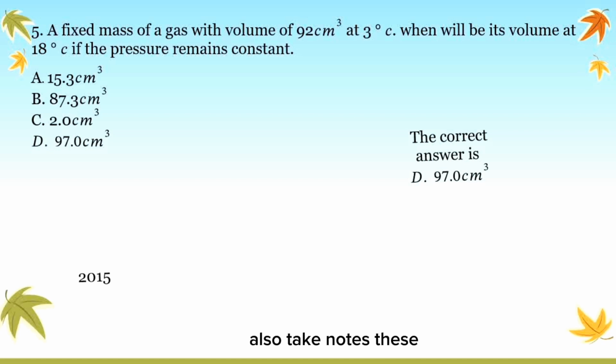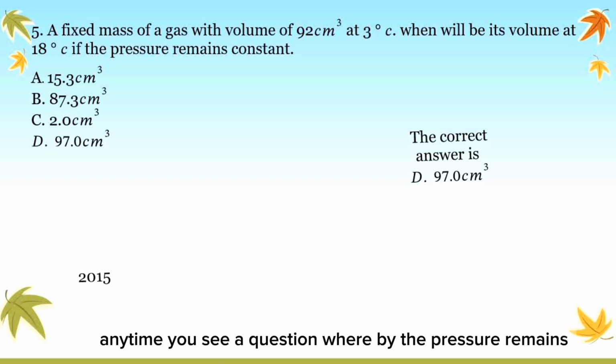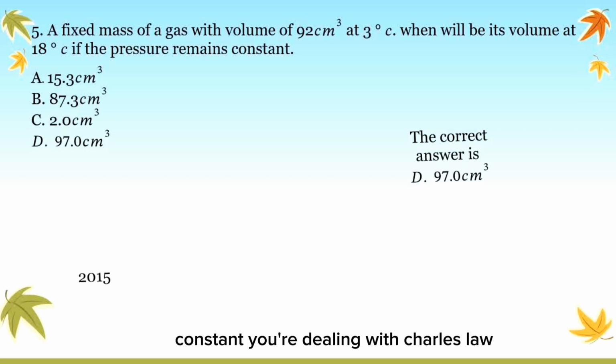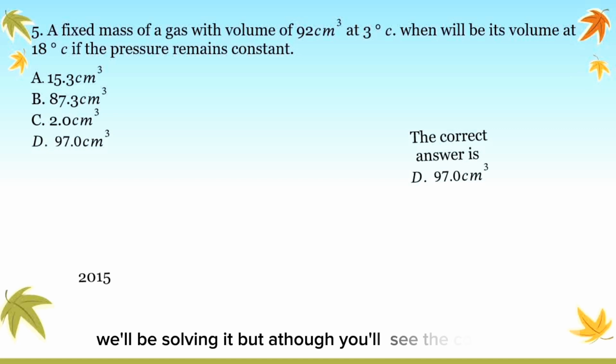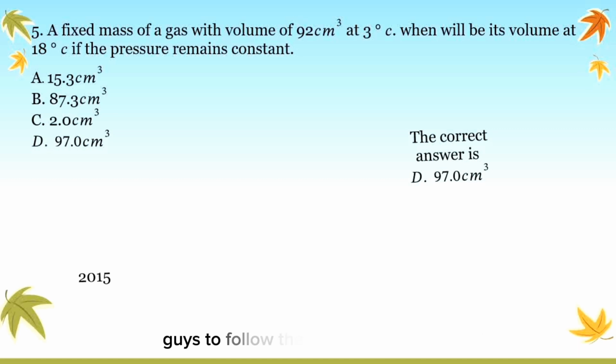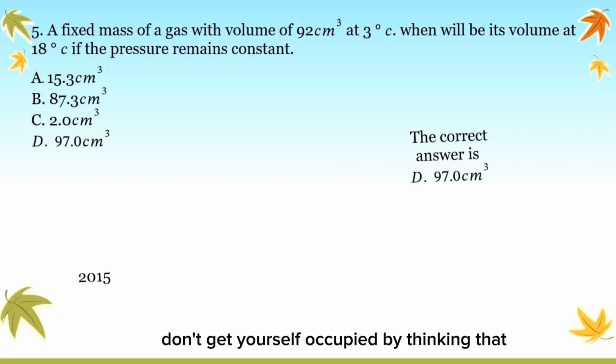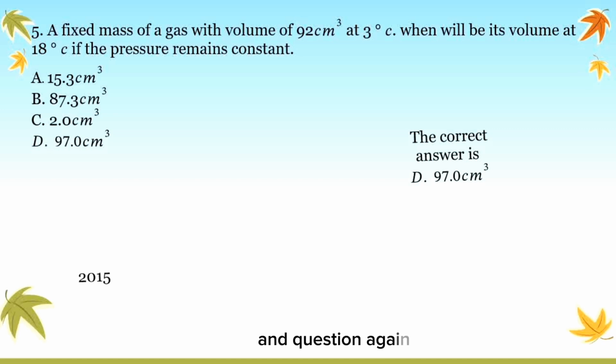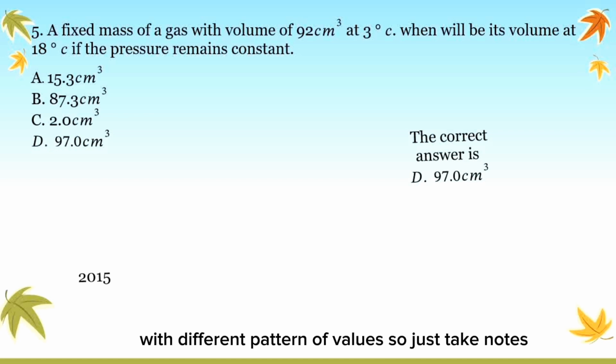Also take note of this: anytime you see a question whereby the pressure remains constant, you are dealing with Charles' law, because Charles' law only gave that expression that V is directly proportional to T when P is constant. Okay, we'll be solving it, but although you're seeing the correct answer, I don't want to mention the option, because I just want you guys to follow the solutions, not the options, so that you don't get occupied by thinking that you will see the same question again. You might see the same setting of question with a different pattern of values, so just take note.